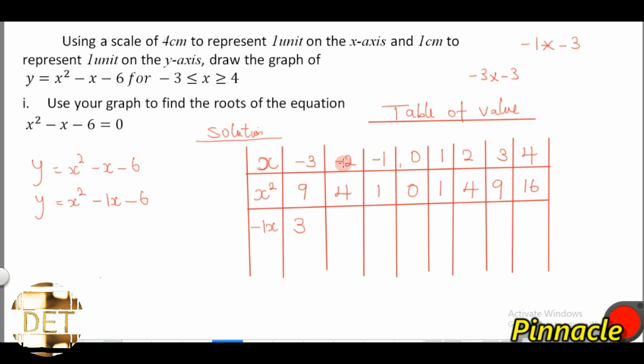When x is minus 2, minus 1 times minus 2 will give me plus 2. When x is minus 1, minus 1 times minus 1 will give me what?